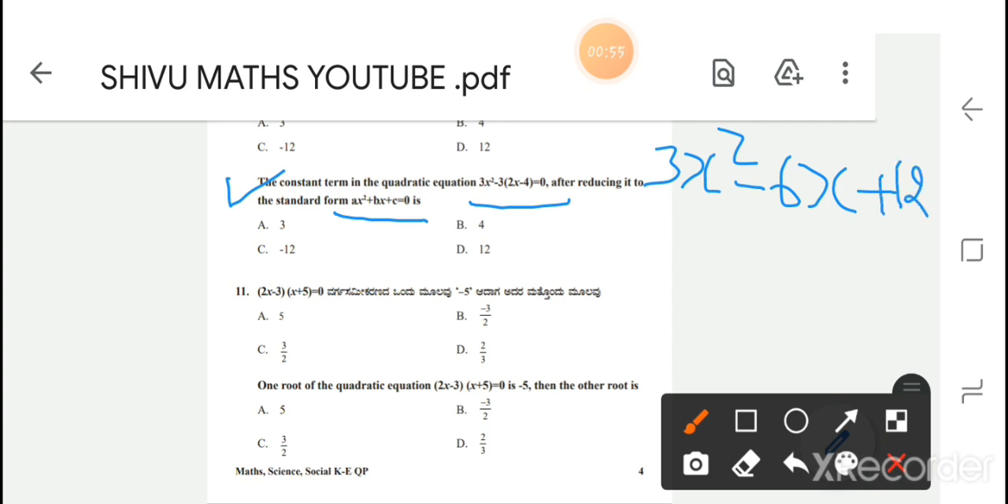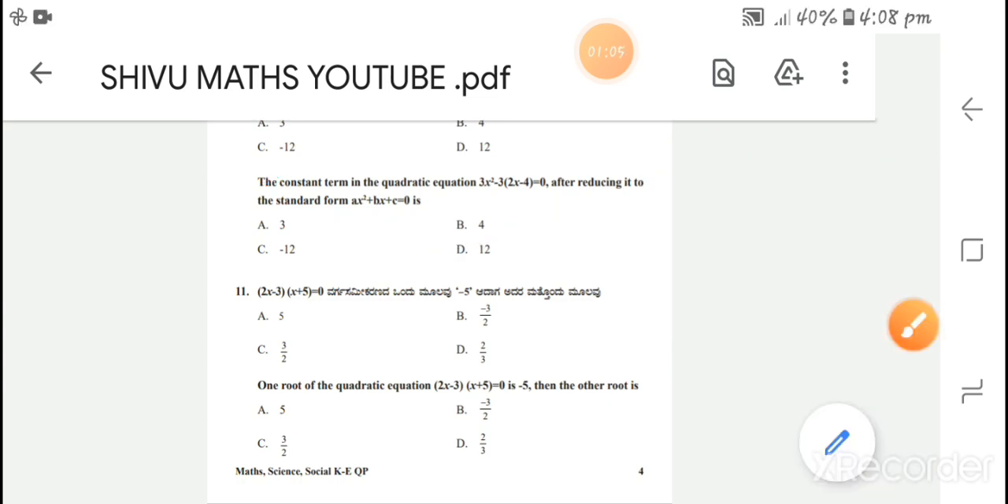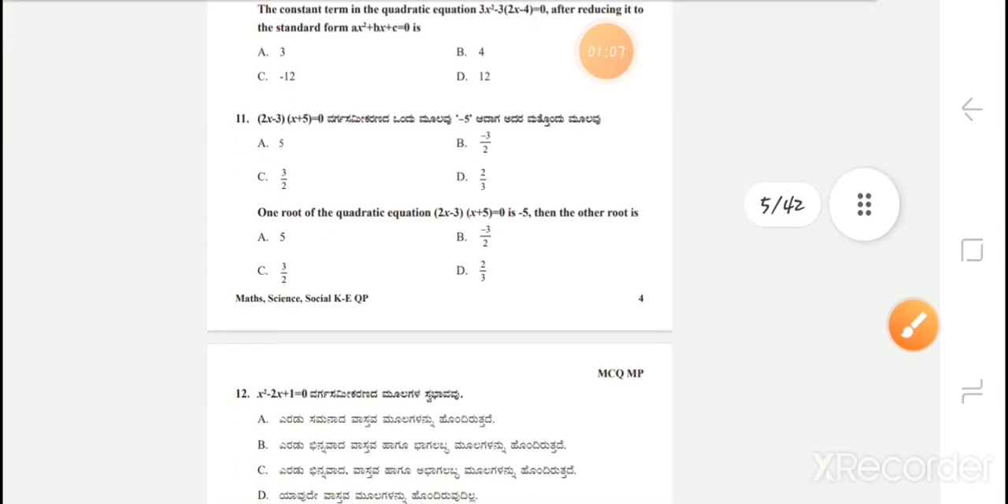Okay, so which is the constant term? It is already in standard form, so which is the constant here? Plus 12. So option D is the right answer. Got it? Okay. So next we will pass on to the 11th question.